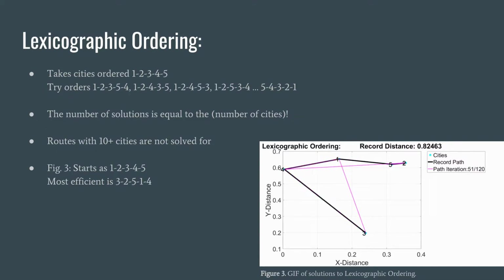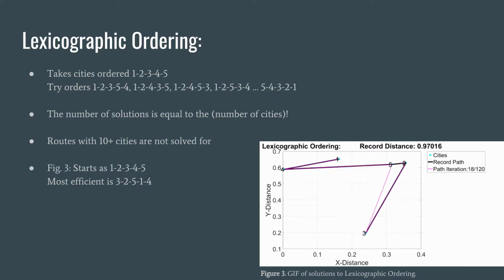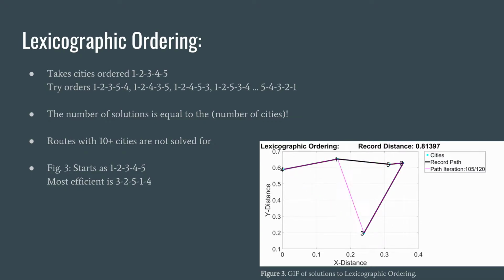The number of solutions is equal to the number of cities factorial, meaning in this case we have 120 solutions. With 6 cities we'd have 720, with 7 cities we'd have 5,040, and so on. Due to the nature of this, routes with more than 10 cities are not feasible, as a route with 11 cities would have over 39 million possible combinations.